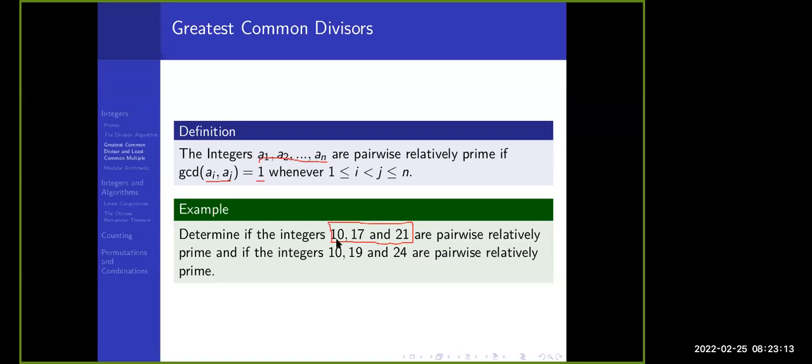In the second set, the GCD is not 1. The GCD is actually 2 for 10 and 24. So that stops this second set from being pairwise relatively prime.